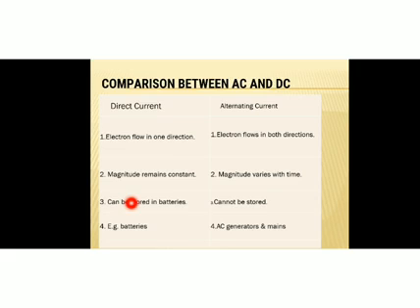Then, DC can be stored in batteries, but AC cannot be stored in batteries. An example for DC is batteries. Batteries are the source of DC, but AC generators and mains are the source of AC. And the current that we get for our household purposes is AC current.